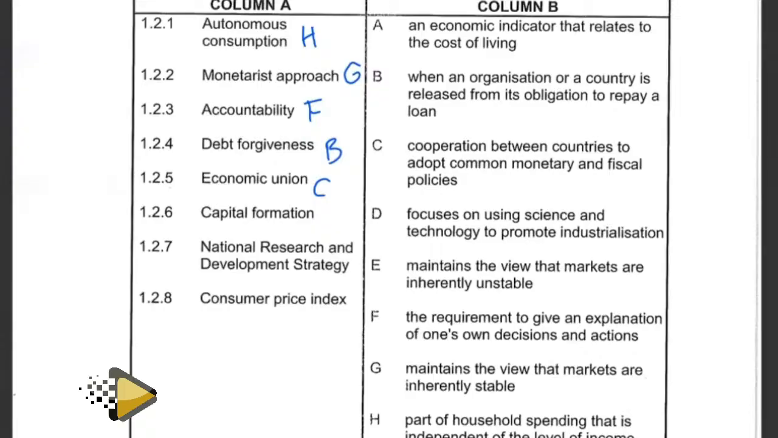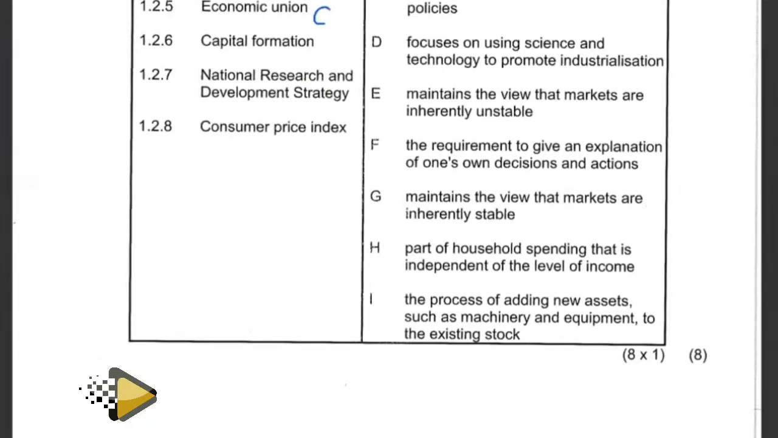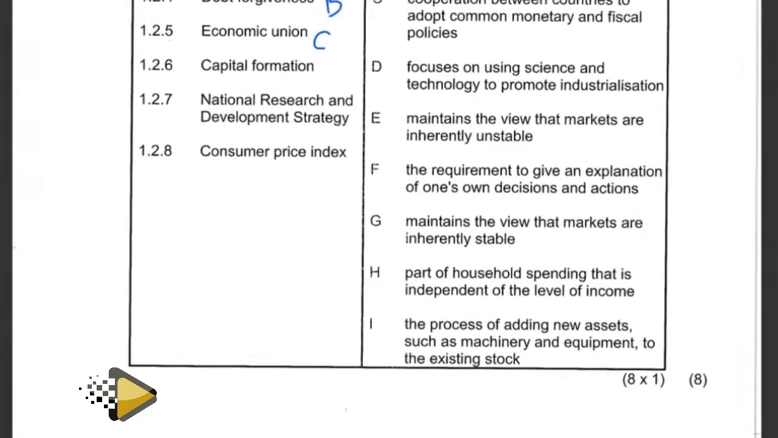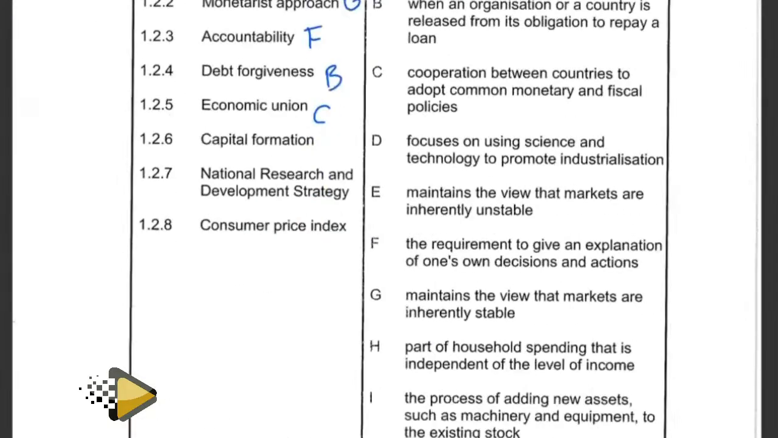So now when you talk of capital formation, if you still remember, under economics, this is nothing but an investment. Okay, right. So now if we check 1.2.6, which is capital formation, the appropriate answer for this question is going to be I, which reads: the process of adding new assets such as machinery and equipment to an existing stock. So our appropriate answer for this question is going to be I. Okay, right, grade 12s. Now let's move on to the next question.